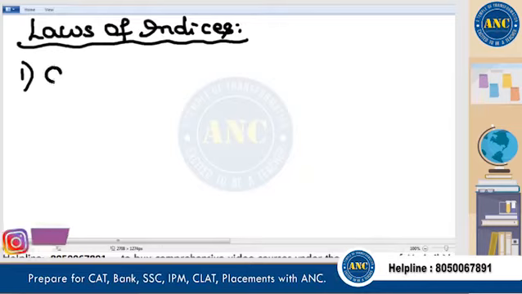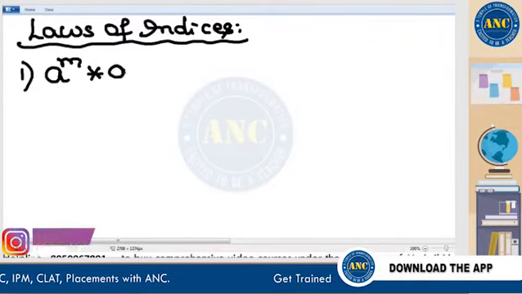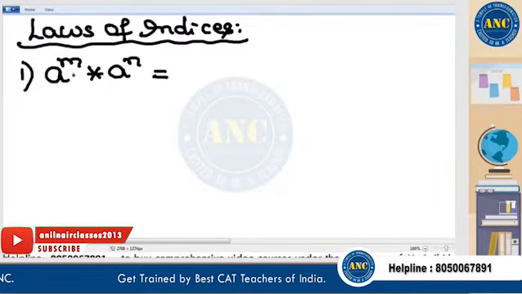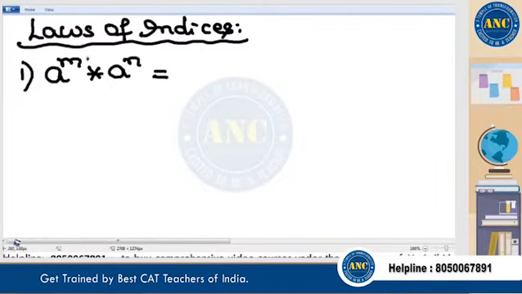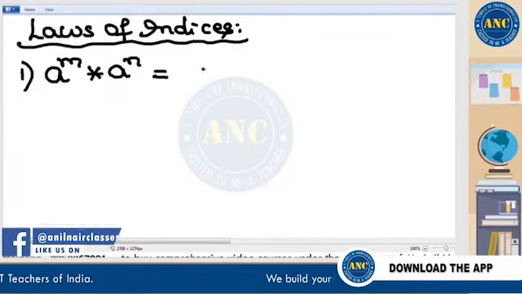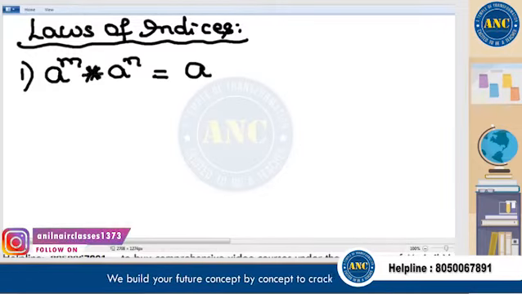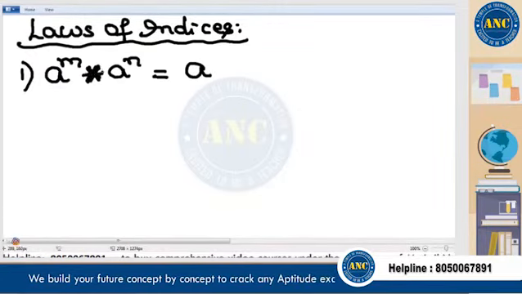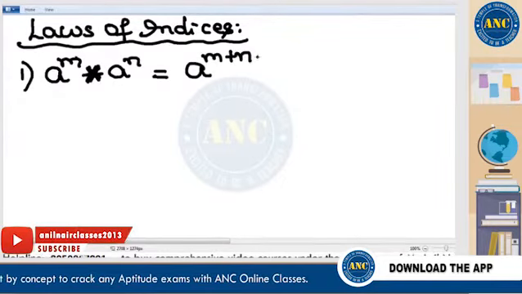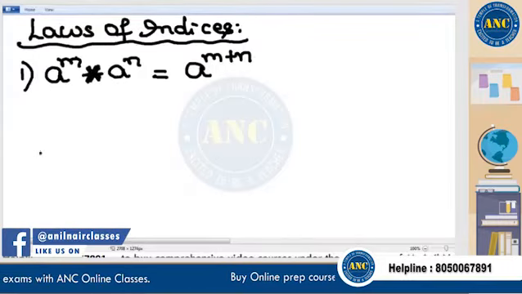The first basic law of indices is a power m into a power n. That means if the bases of both are the same, which is a and a, I will write the common base a, and if they are multiplied, then the powers should be added. So m and n are the powers. If the bases are multiplied, then the powers should be added. This is my first law of indices.